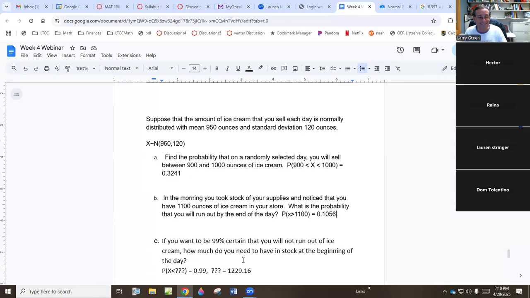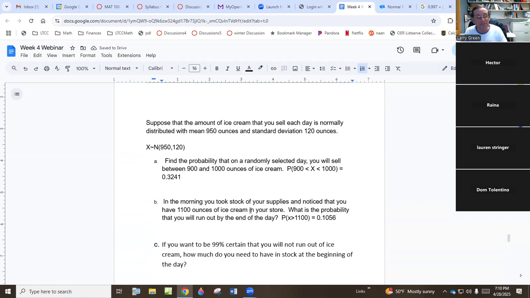So here's now the next thing. Let's suppose instead of having a 10% chance, you don't want that. Let's suppose you want to be 99% certain you're not going to run out. How much do you need to have in stock at the beginning of the day? Do you see how important this kind of stuff is for business decisions? Okay, so what do we want to do now? It's kind of similar to part B.